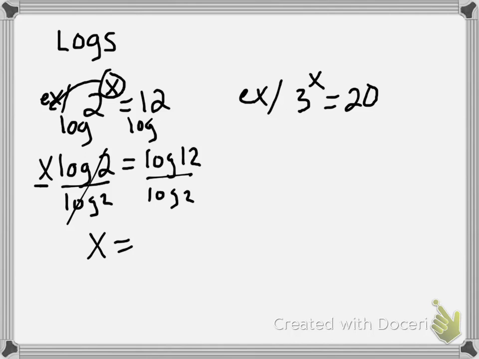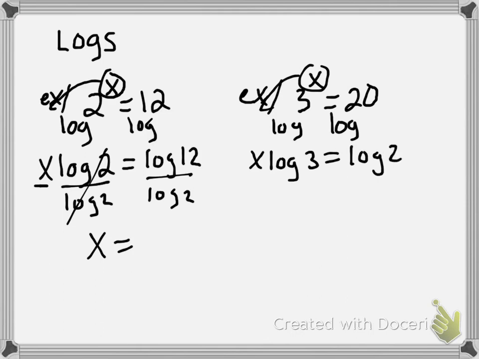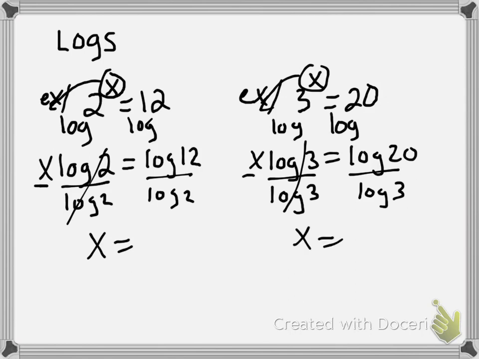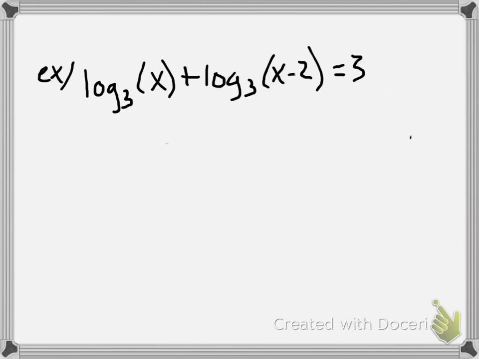Alright, so same kind of thing with this one. What you're going to do is log both sides, and take that exponent and put it in the front. So this is going to end up being x log of 3 equals log of 20. And then to solve for x, all I have to do now is divide by log of 3 on both sides. And those are gone. So x equals log of 20 divided by log of 3. It looks like you're going to have some of those on your test.